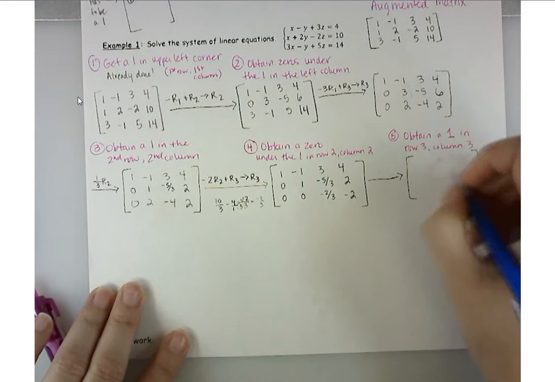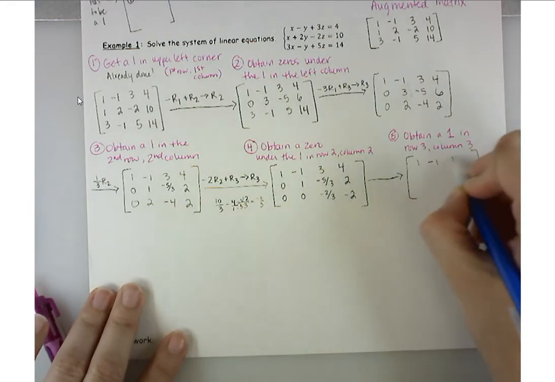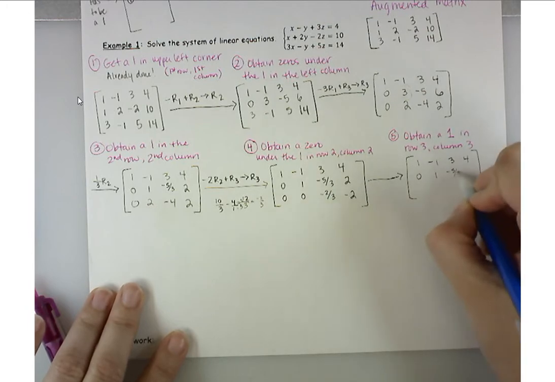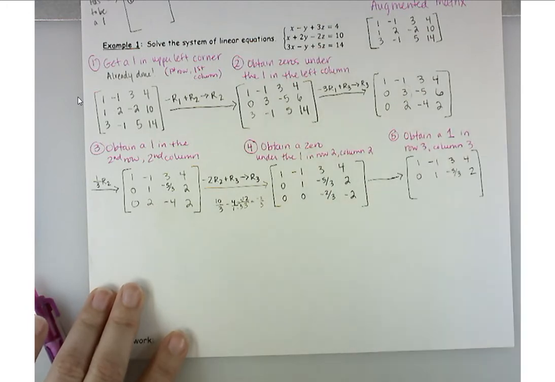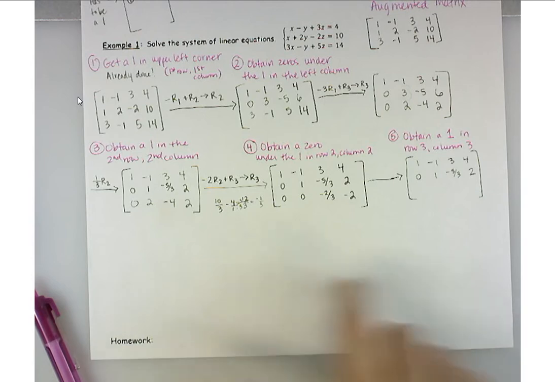Okay, so again, I'm dealing with row 3, so that means my first 2 rows are going to stay the same. Okay, so Jackson, what am I going to multiply by to get a 1 here?